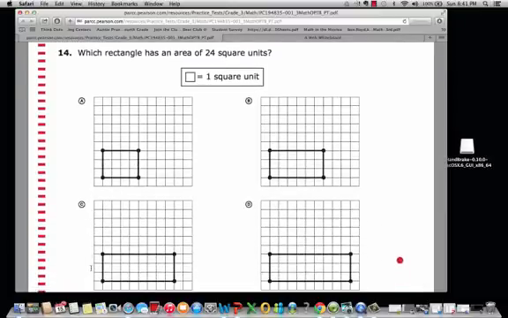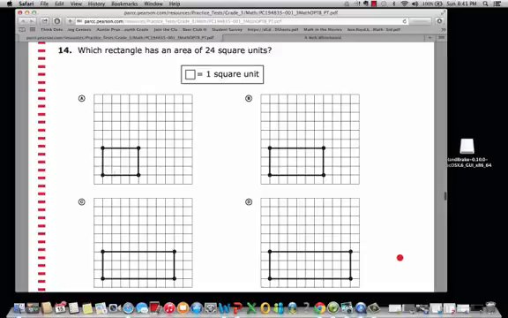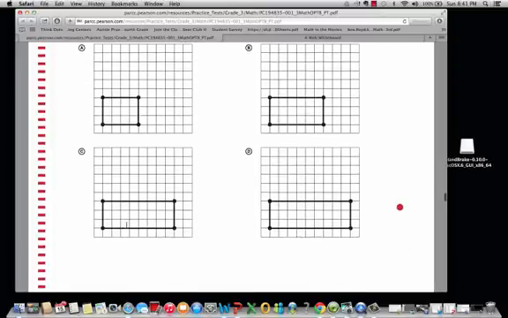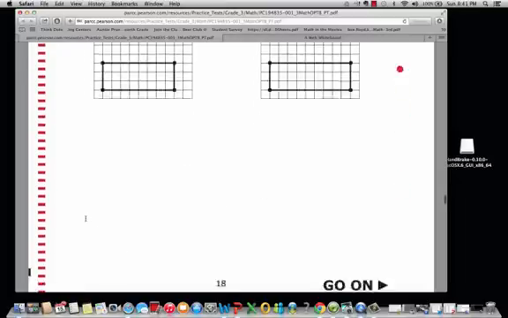Which rectangle had an area of 24 square units? You could have either multiplied the length times the width, or you could have just counted the boxes in between. This one was 4 by 3, so that was 12 square units. This one was 6 by 3, 18 square units. 1, 2, 3, 4, 5, 6, 7, 8 by 3 is 24. That's the big contender. 1, 2, 3, 4, 5, 6, 7, 8, 9 by 3 is 27. The only one that was 24 is C.